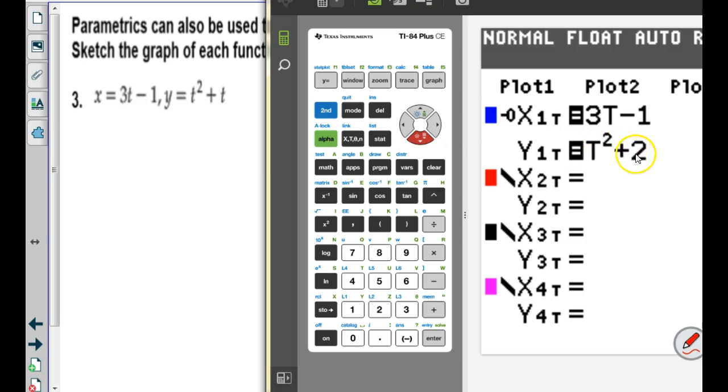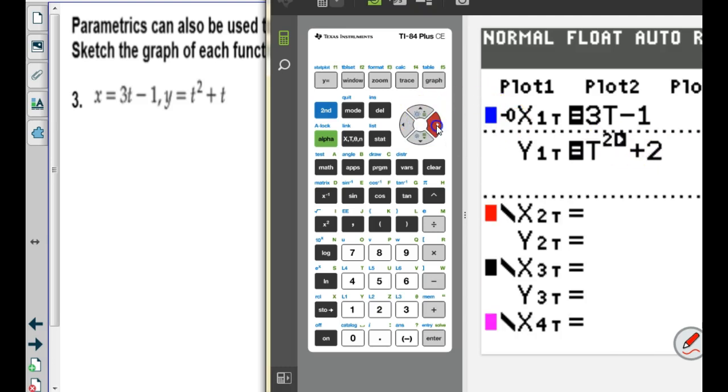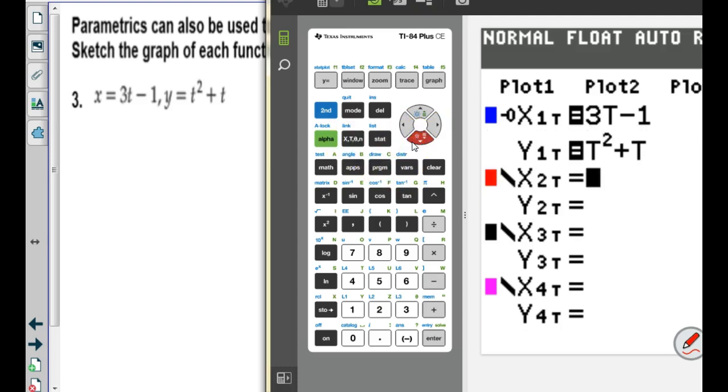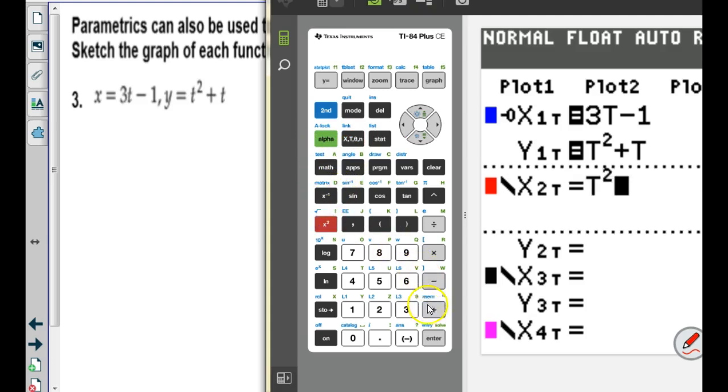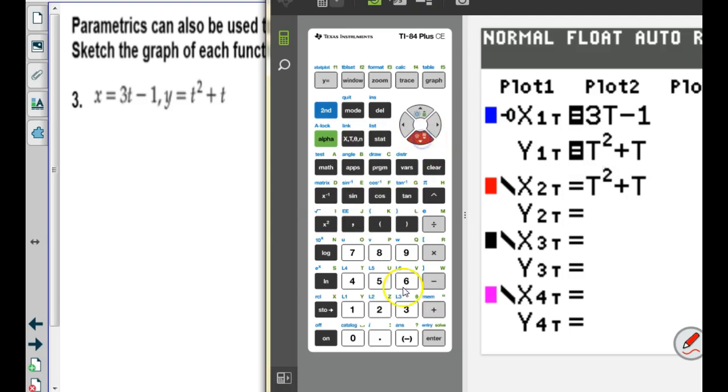Was that supposed... this wasn't supposed to be a 2, that was supposed to be a t. All right, might change my graph a little bit, but guess what, guys? You just flip the rules. What is the x rule now? Yes, t squared plus t. And what is the y rule now? 3t minus 1.